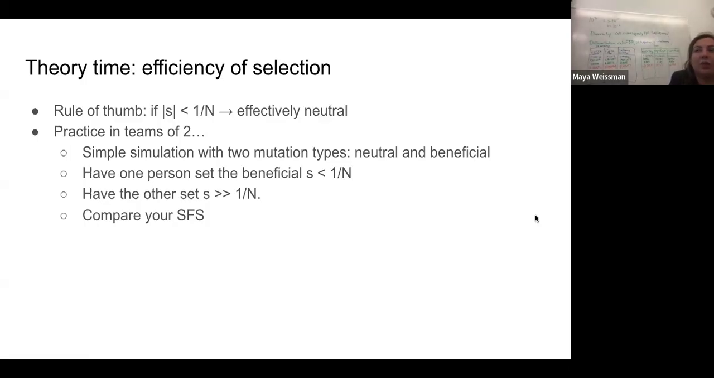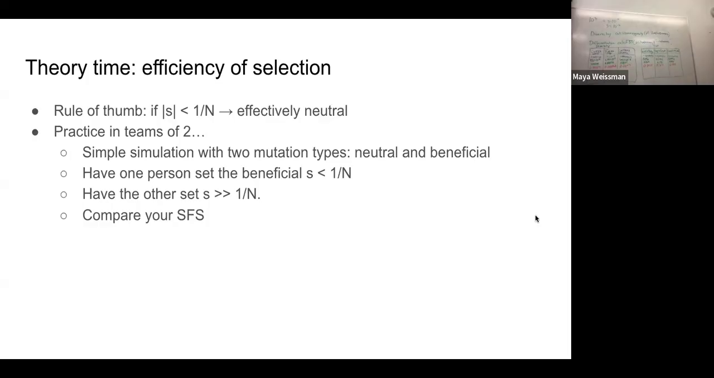The goal, well, I'm going to cut to the punchline and tell you what we should see, which is that people who set S to be less than 1 over n should have the SFS for neutral mutations and beneficial mutations look similar. And people who set S to more than 1 over n should see a different SFS, where the beneficial mutations are more likely to rise to high frequency.